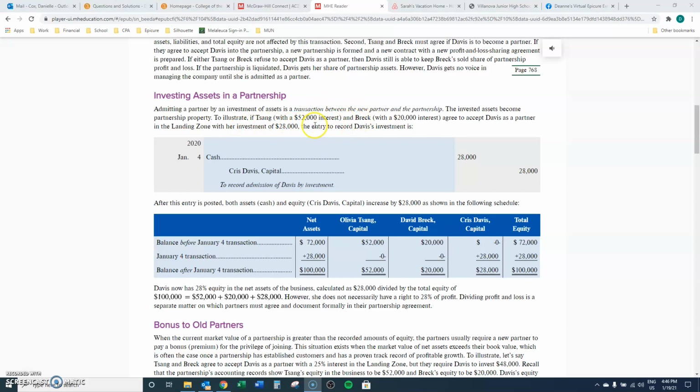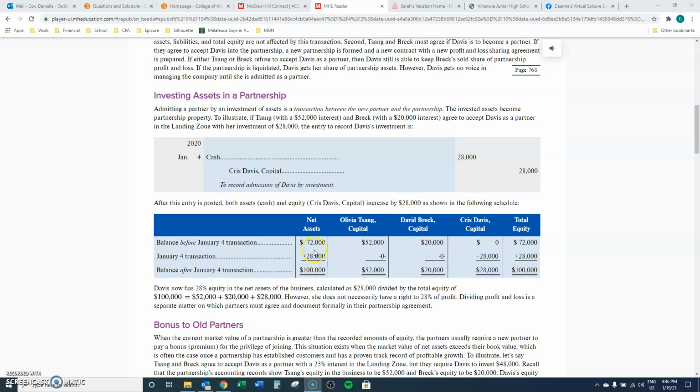So to illustrate, Sang had $52,000 interest, Breck had $20,000. They agreed to accept Davis with an investment of $28,000. So this person is investing $28,000. We're assuming here it's cash, I guess. So we're debiting cash by $28,000, and we're increasing the capital account of the new partner by $28,000.